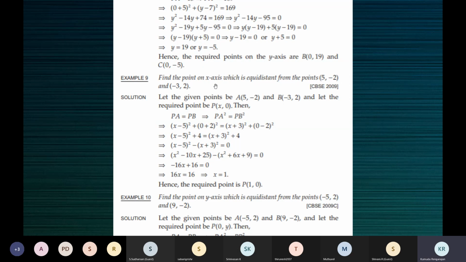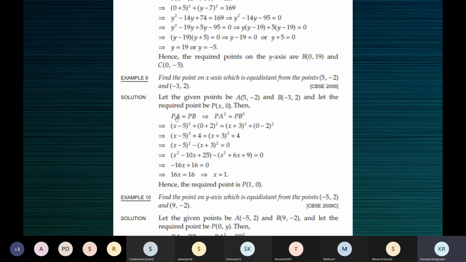Here it is, find the point on the x-axis which is equidistant from this and this. So we'll call this A, we'll call this B, and there's a point on the x-axis. So let that be P x comma 0 because it's on the x-axis. So we have 3 points. We have this point P x comma 0 because it lies on the x-axis, and we have A and B. What is the information we have? Find the point on the x-axis which is equidistant from A and B. So this point P is equidistant from A and B.